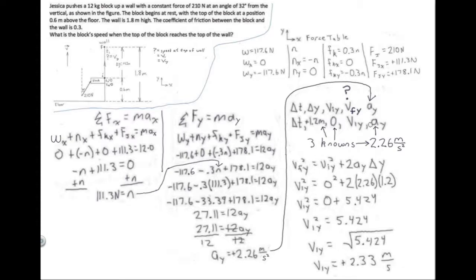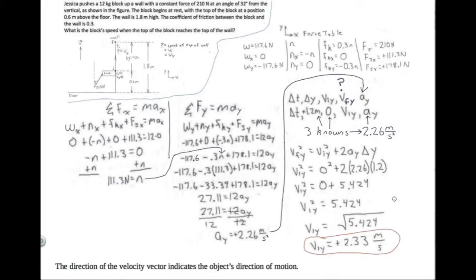For v final y, we substitute v sub 1y. For v initial y, we substitute 0. For a sub y, we substitute 2.26 meters per second squared. For delta y, we substitute 1.2 meters. That's the number that we figured out in our sketch by subtracting 1.8 minus 0.6 meters.